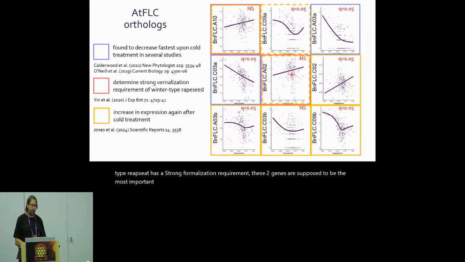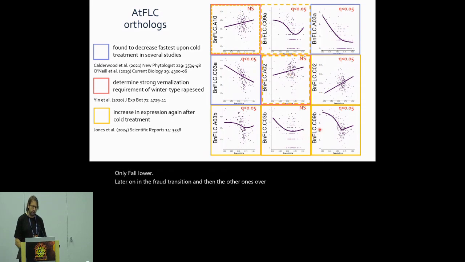It's also natural that then over here in the early stages of the floral transition, they don't move. They stay high. They should only fall lower later on in the floral transition. And then the other ones over here, we see some weird stuff, like for instance, things going down and going up again. This has also been observed upon cold treatments for these genes also in different studies.